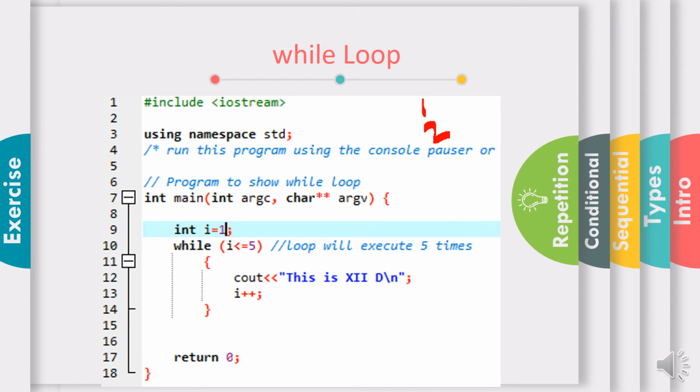Then again i plus plus, 2 plus 1 becomes 3. So, the third time it will be executed. Then again i plus plus, it becomes 4. Then again i plus plus, it becomes 5. So, 5 times this single message will be displayed on the screen. Now, after 5, i plus plus will make it 6. 6 is less than or equal to 5? No, the condition is false. So, the loop will be terminated.